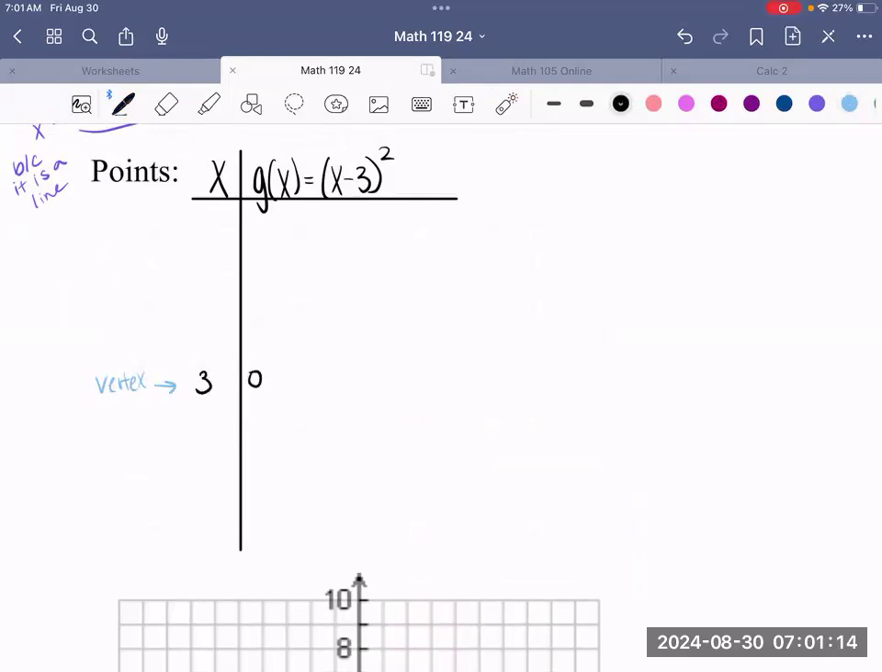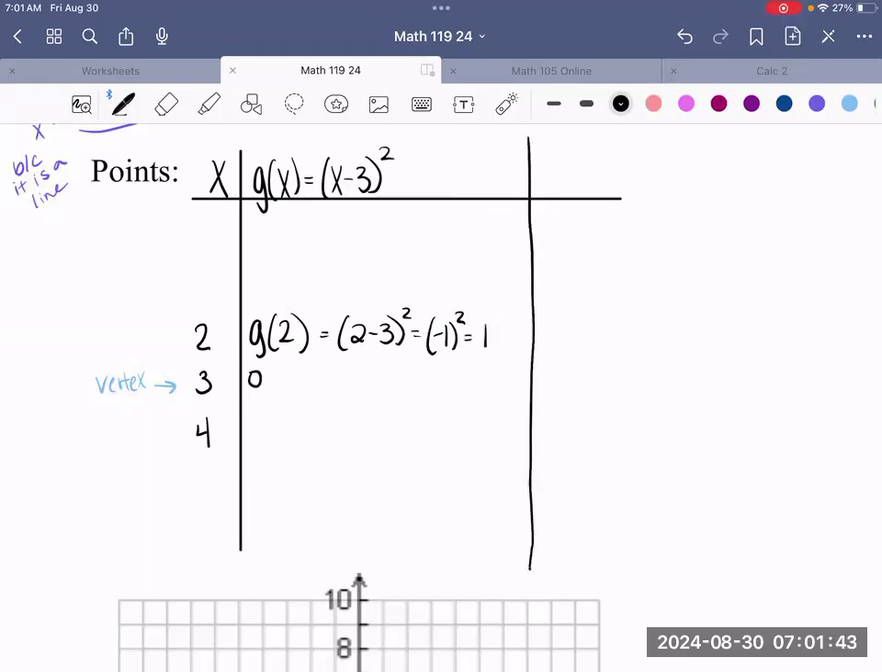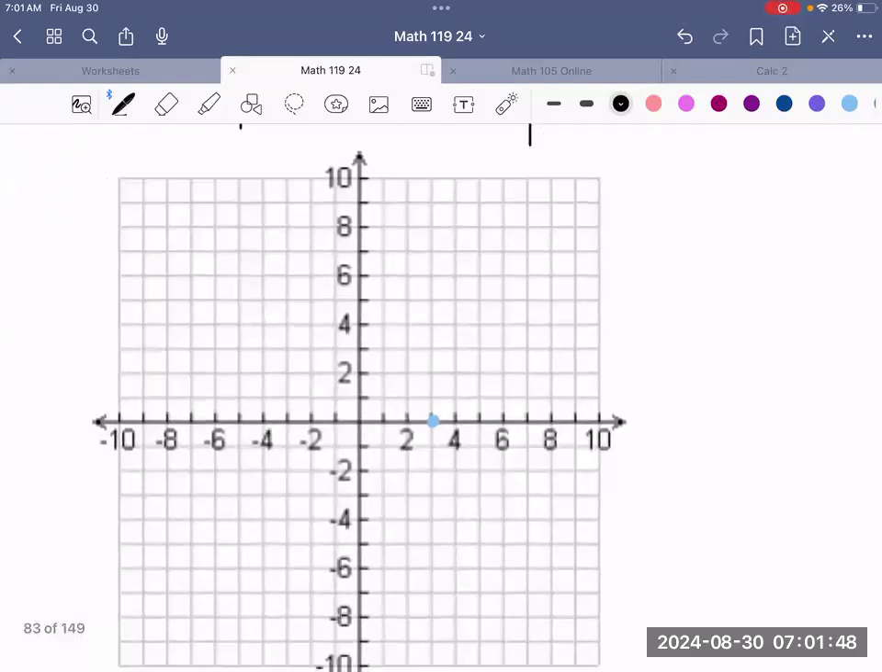So to the left and to the right, we have 2 and 4. When we go to plug these values in, we only need to do one. Let me do it above, g of 2. We're going to take your equation and plug 2 into it. So 2 minus 3 is -1, squared, which is +1. So you have the point (2, 1). We can go ahead and add that into your graph. So (2, 1) being right here.